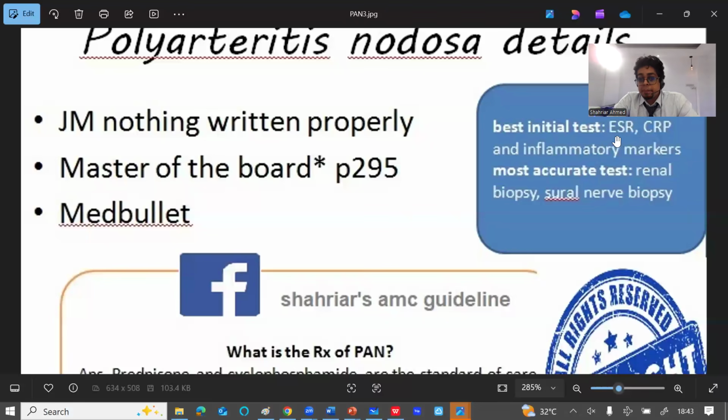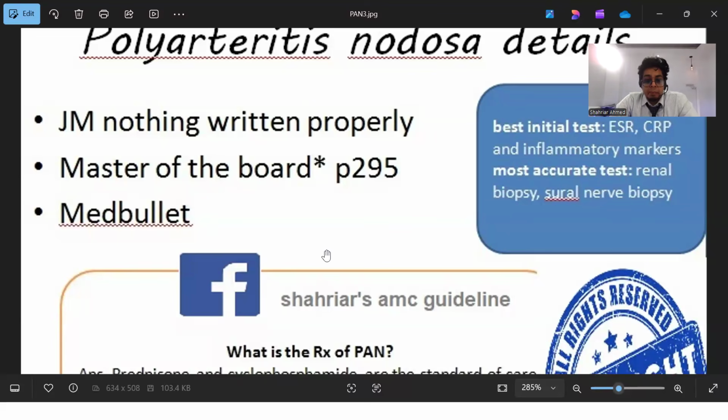Initial test: ESR, C-reactive protein, inflammatory markers. Accurate test is a biopsy. Accurate test is a biopsy, very important for us. Which biopsy? Mostly renal biopsy, but there's another special biopsy available, the sural nerve biopsy. I'm sure you know about the sural nerve in the leg, between the gastrocnemius muscles.